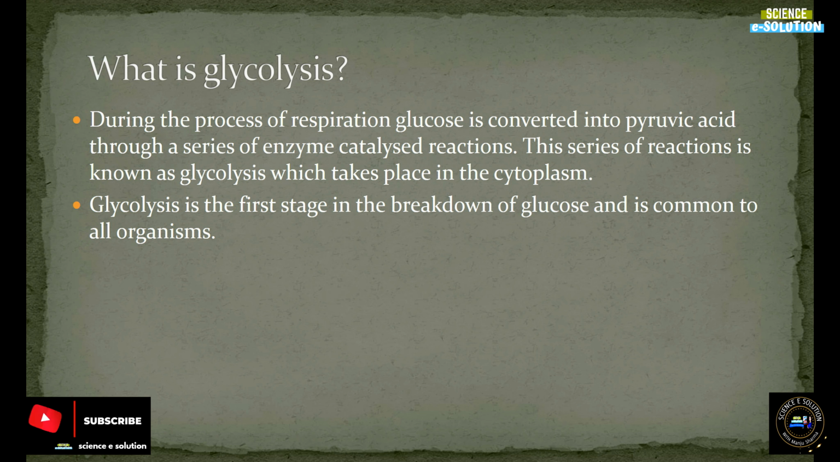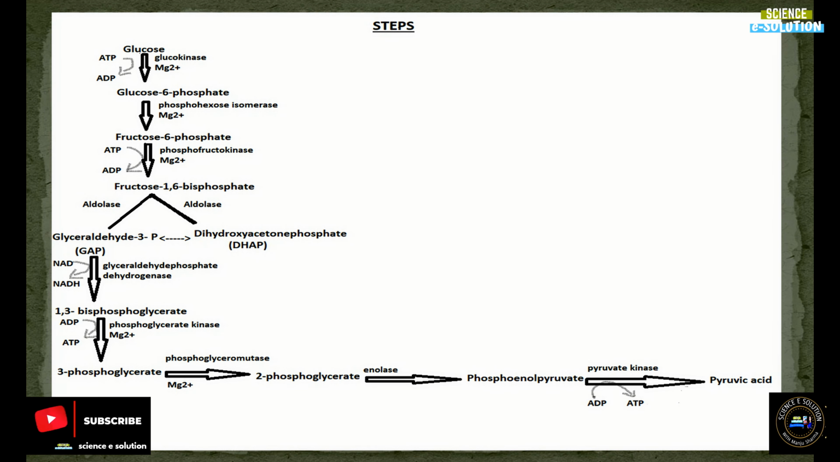When we say common to all organisms, it means that it is common to aerobic or anaerobic, unicellular, multicellular, prokaryotic or eukaryotic organisms. Any type of organism needs glucose for producing energy, and glucose is broken down for it. Other steps may not be common in all organisms, but this first step, glycolysis, is for all organisms. So let us see the different steps of glycolysis.